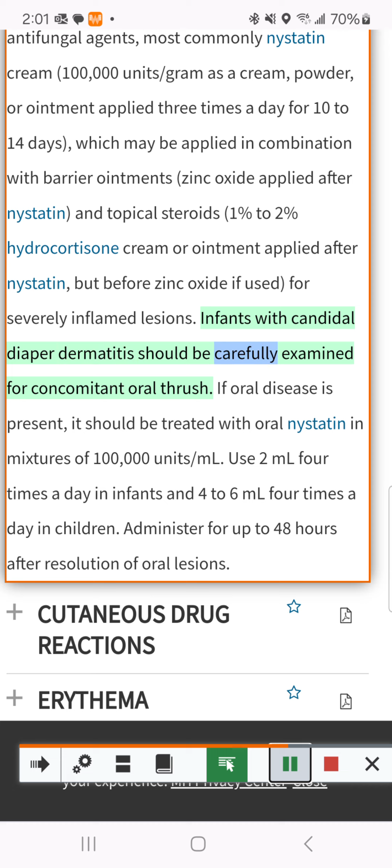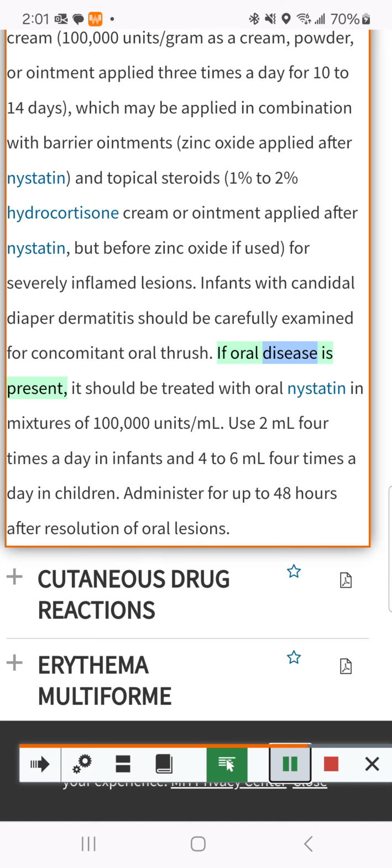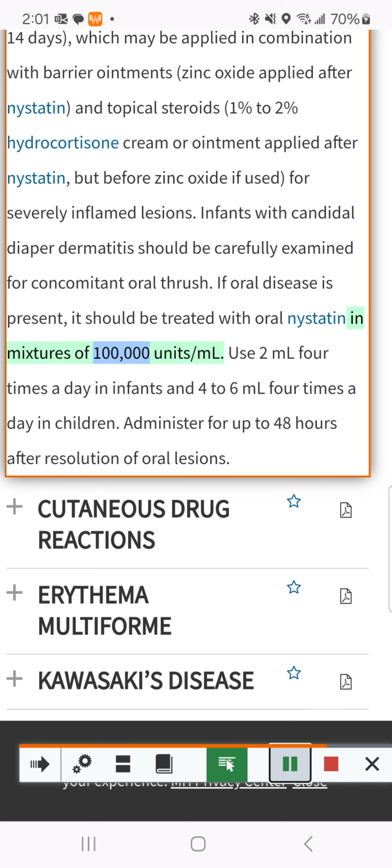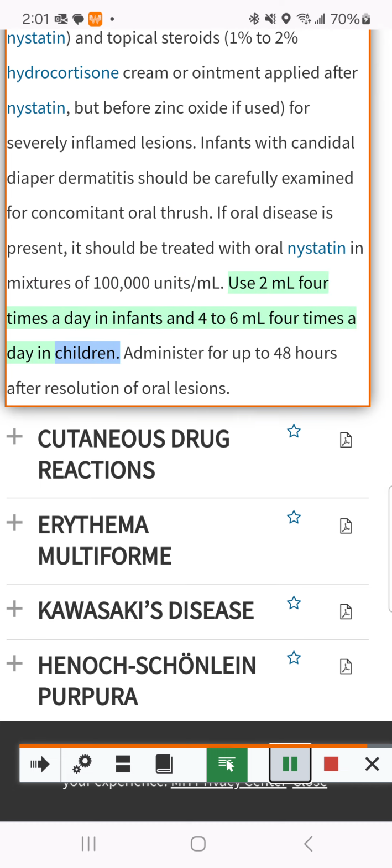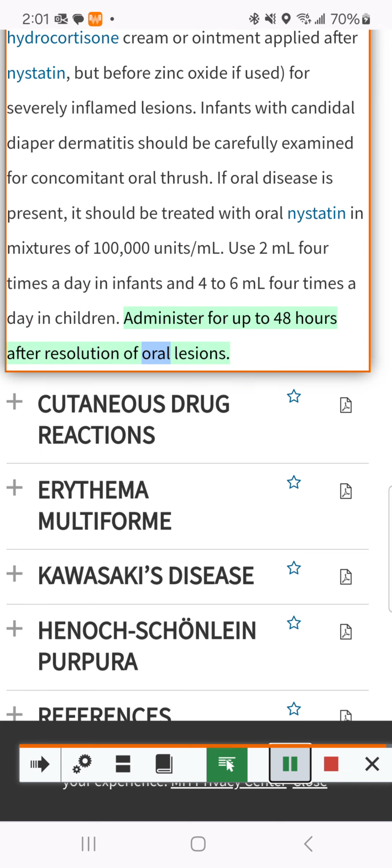Infants with candidal diaper dermatitis should be carefully examined for concomitant oral thrush. If oral disease is present, it should be treated with oral nystatin in mixtures of 100,000 units per ml. Use 2 ml 4 times a day in infants and 4 to 6 ml 4 times a day in children. Administer for up to 48 hours after resolution of oral lesions.